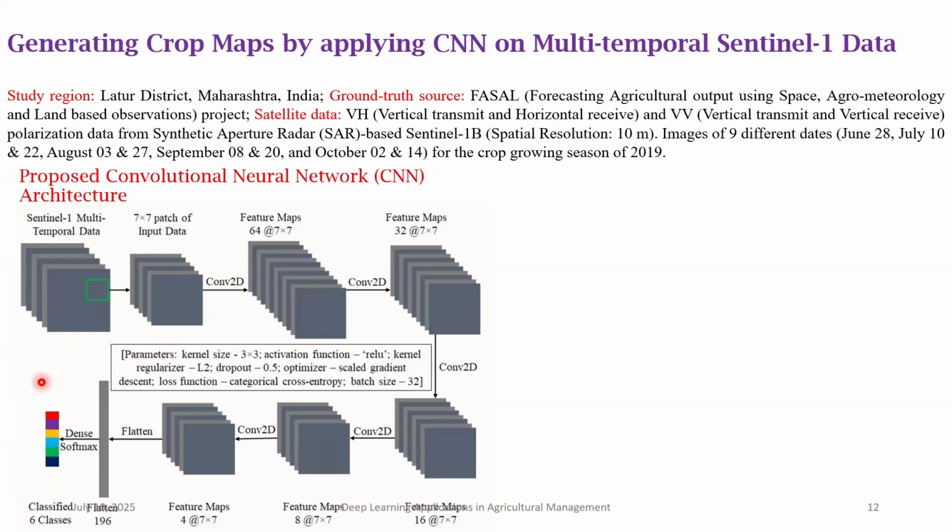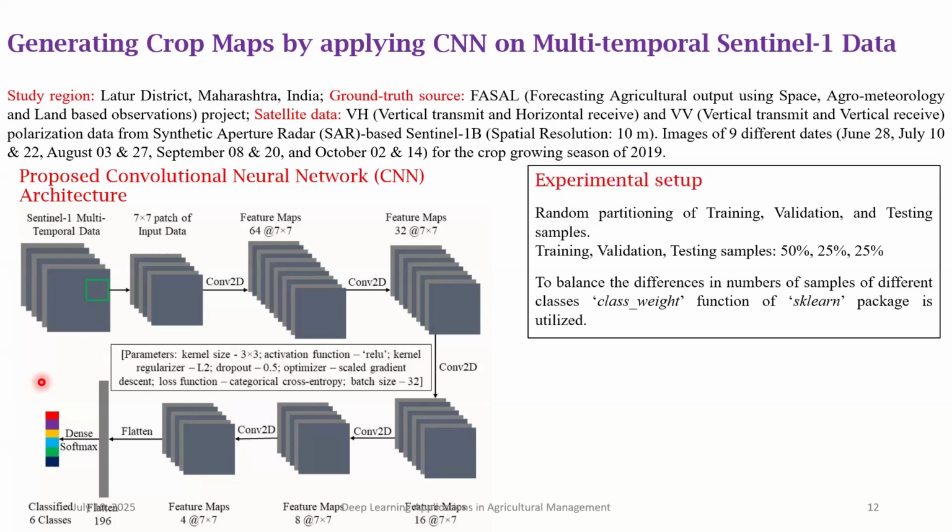And the activation function, that small f I have shown in the previous slides, is ReLU or rectified linear unit. And the kernel regularizer is L2 and dropout is 0.5. And the optimizer that we have used is stochastic gradient descent. And the loss function is categorical cross entropy. And batch size is about 32. These are some of the parameters that we use in that 2D CNN architecture.